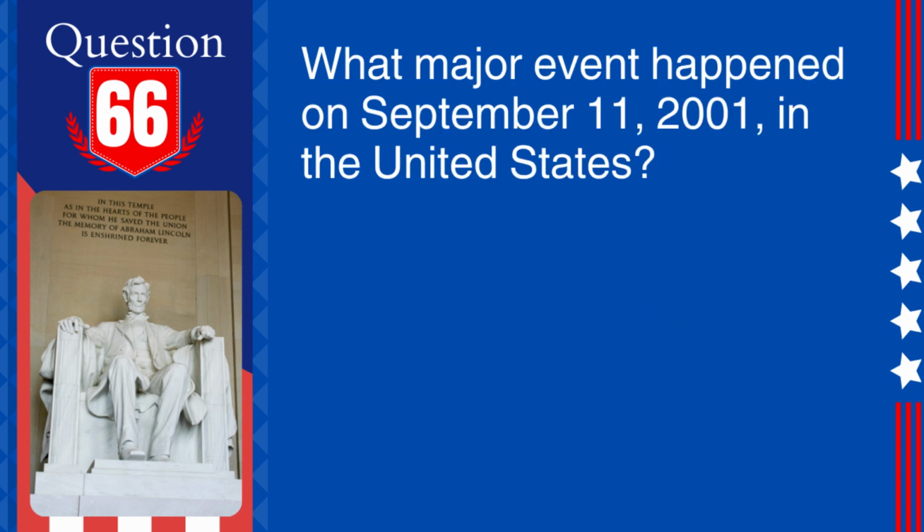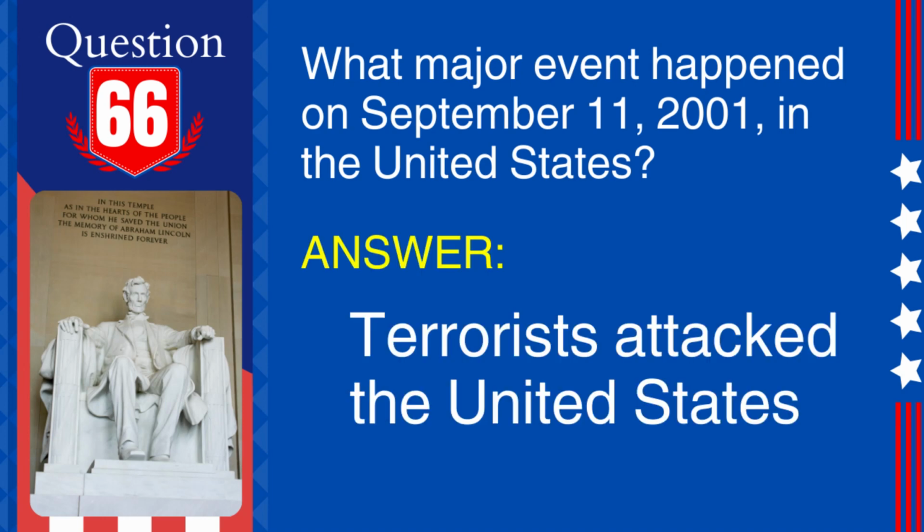66. Question. What major event happened on September 11, 2001 in the United States? Answer. Terrorists attacked the United States. Explanation. On September 11, 2001, terrorist groups carried out coordinated attacks against targets in the United States, including the World Trade Center in New York City and the Pentagon.